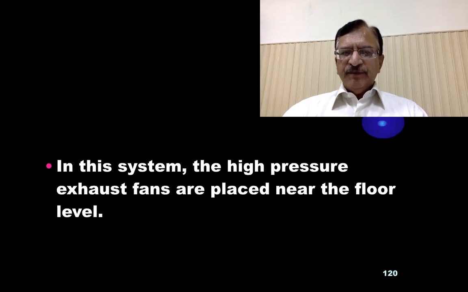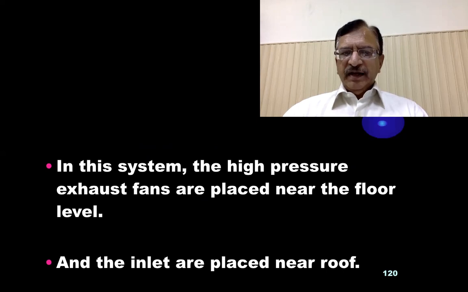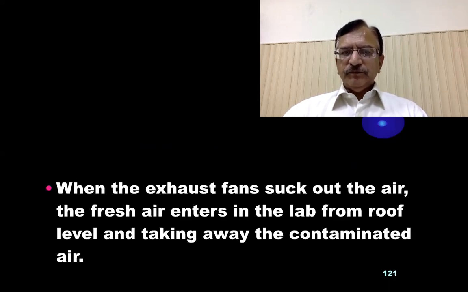Then negative pressure ventilation. In this system, the high pressure exhaust fans are placed near the floor and the inlets are placed near the roof. The floor exhaust fans exhaust out the air, and the inlets which are near the roof allow the air to come in. When the exhaust fans suck out the air, the fresh air enters the lab from the roof level, taking away the contaminated air out through the exhaust holes.